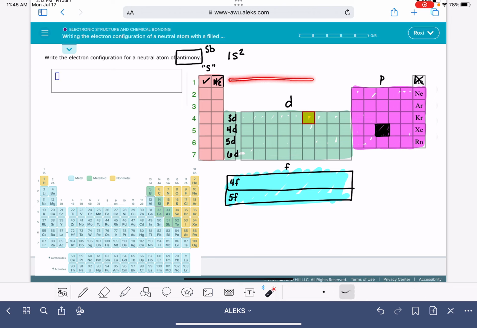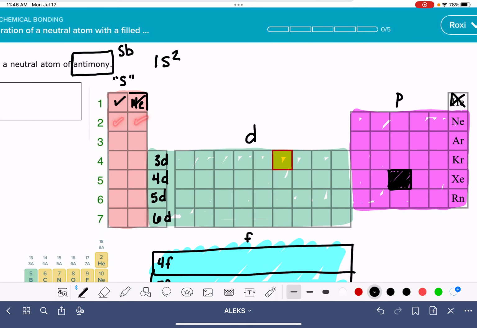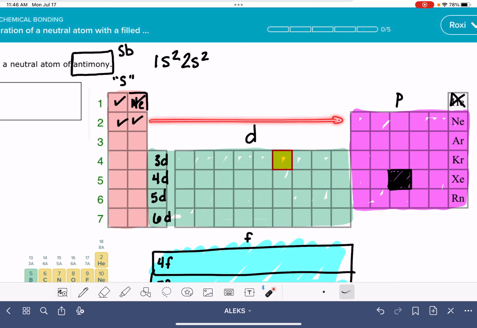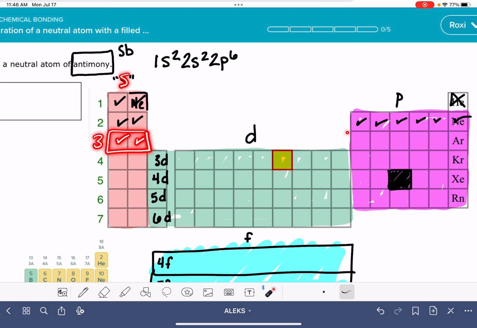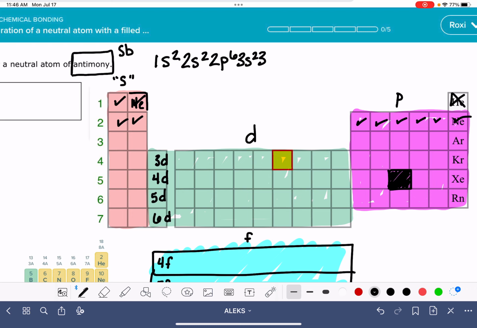And then from there, we go to the next spot, which is here. This corresponds to the filling of the 2s orbital. There's 2 spots there, so that would be 2s2. And then we move across. Now we're in this area. This area corresponds to the filling of the 2p orbital, and we have 1, 2, 3, 4, 5, 6, 2p6. From there, we continue. We have 3s, 1, 2, and then 3p, 1, 2, 3, 4, 5, 6. 3s2, 3p6. Mark all of those off.